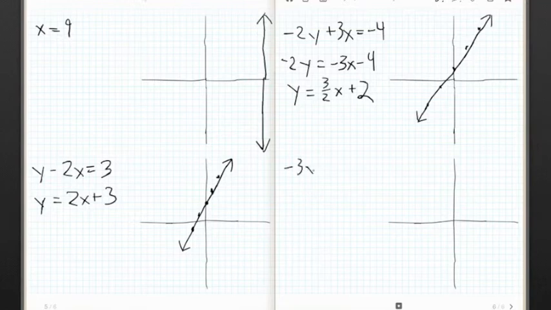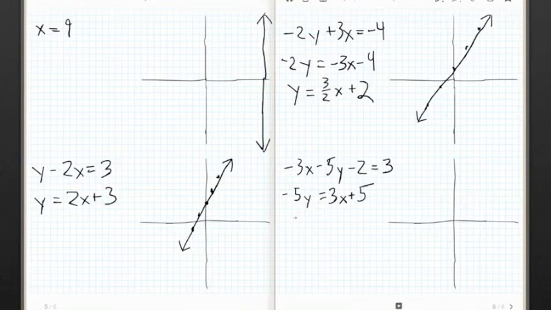Okay, now for the last one, let's throw in a lot of stuff. -3x minus 5y minus 2 equals 3. So let's see if we can do this all in 2 steps. We want -5y by itself over here. So let's move everything else over. The -3x will become positive over here, so we'll have 3x. The -2 will become positive, and added to the 3 will become 3 plus 2 equals plus 5. Now we divide both sides by -5, and we get y equals -3/5 x minus 1.